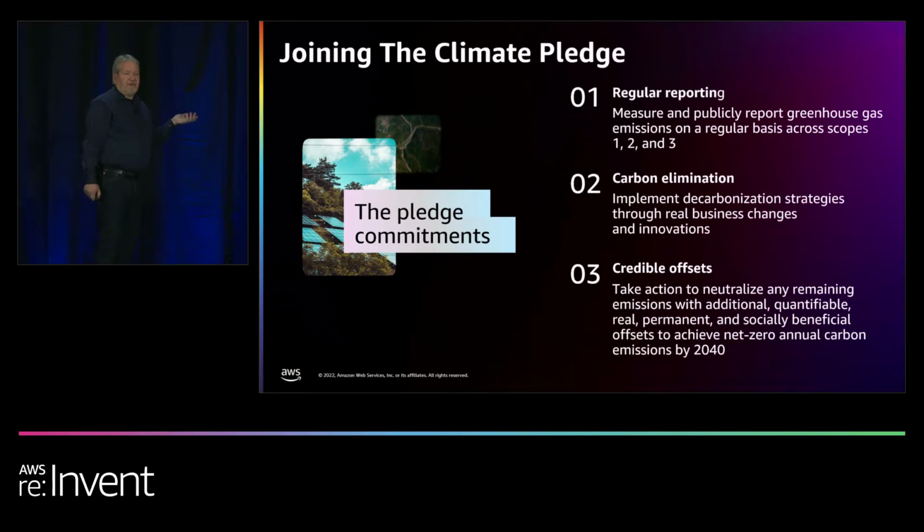So the Climate Pledge is open to all companies who want to commit to achieving net zero carbon by 2040. And the three principles for joining are regular reporting. So you can see we want to measure and publicly report our greenhouse emissions across scopes 1, 2, and 3. And I'll talk about what those scopes are in another couple slides. Carbon elimination, so we want to implement decarbonization strategies through innovations in our products. And finally, we want to use credible offsets to neutralize any remaining emissions with quantifiable, real, permanent, and socially beneficial offsets to achieve our net zero goals.